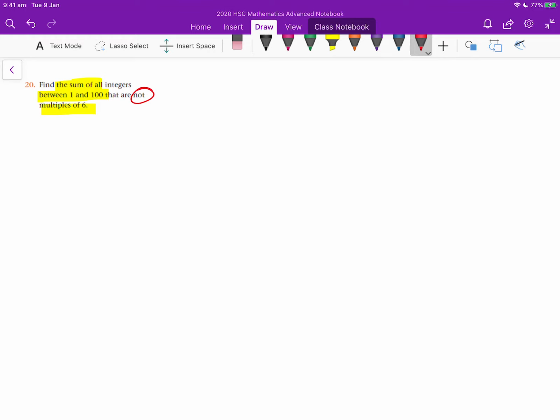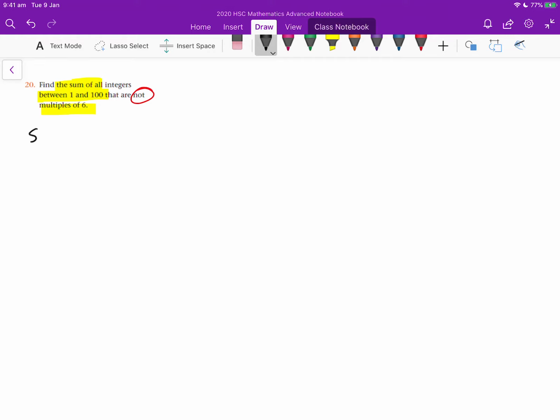First of all, we need to get the sum of all those integers between 1 and 100. If we get all the integers, we can take away the ones that are multiples of 6, and then what's left over is the sum of the integers that aren't multiples of 6. Okay, so let's get started with that. Let's start with just finding the sum of those integers from 1 to 100.